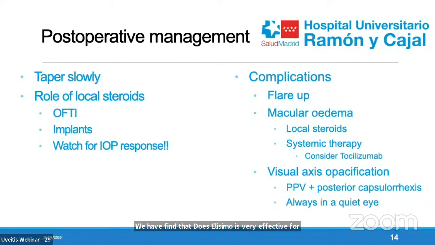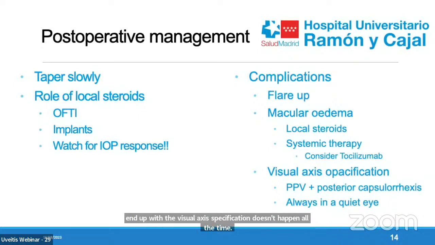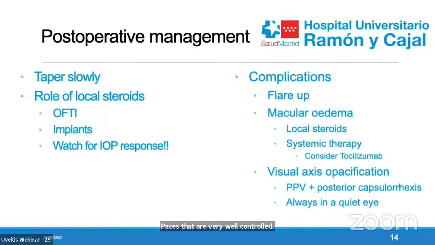And if you have not done the posterior capsulorhexis and anterior vitrectomy, you may end up with visual axis opacification. It doesn't happen all the time. Patients that are very well controlled may not present it, but it's very, very frequent. So when it happens, my approach is to go for pars plana vitrectomy and posterior capsulorhexis, but always do it in a quiet eye. Do not operate on a hot eye, do not operate on an inflamed eye, because the visual results will not be good. The patient will not end up with a good vision, which is what we want.